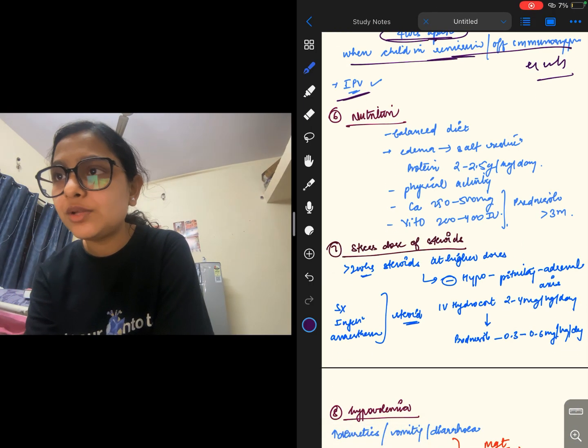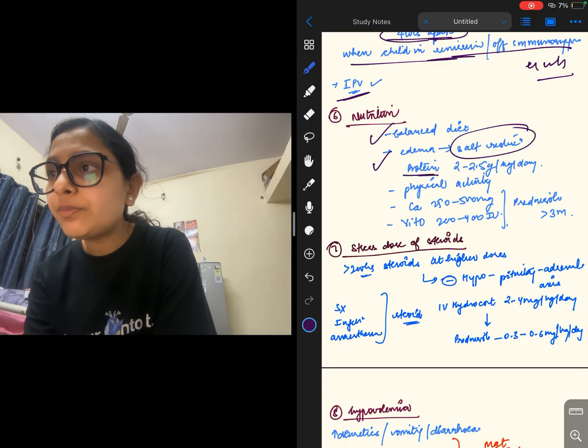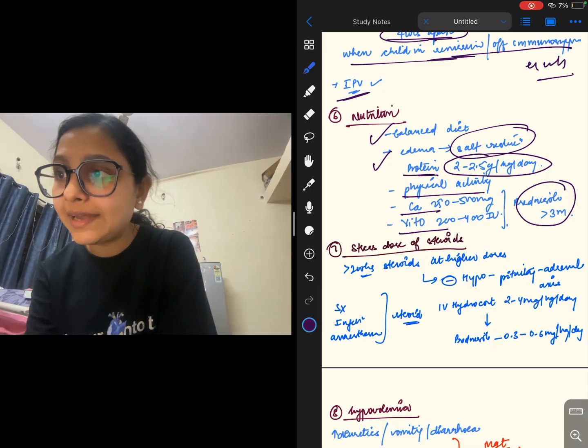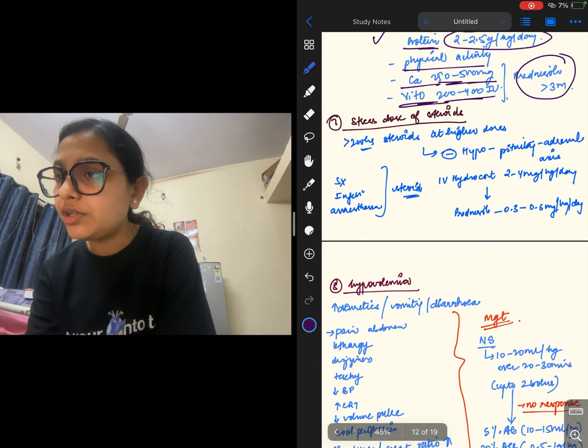Then comes nutrition. Obviously, you have to advise balanced diet. If edema is present, then salt restriction. Protein should be given at the rate of 2 to 2.5 gram per kg per day. Physical activity advised. Give calcium and vitamin D if you have continued prednisolone for more than 3 months. Add calcium 250 to 500 mg and vitamin D 200 to 400 international units.